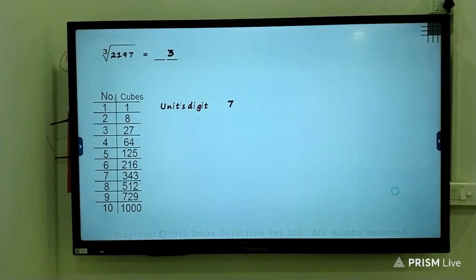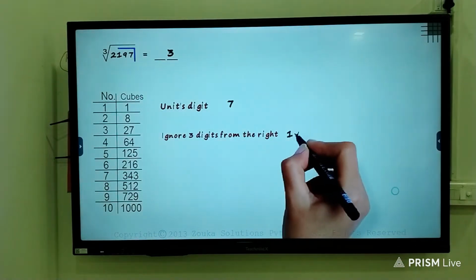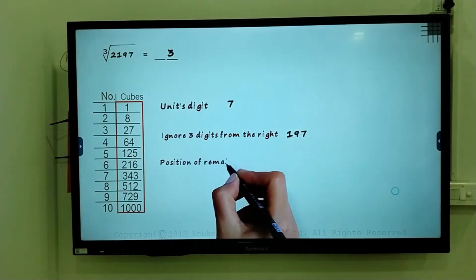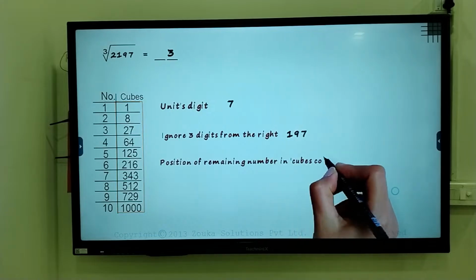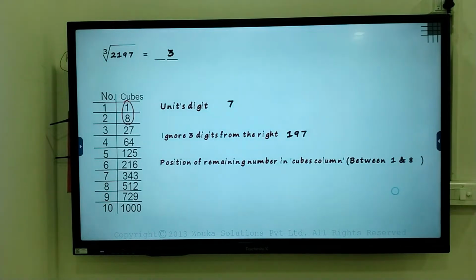The next step is interesting. We ignore three digits from the right of the number. So we ignore 197 for the moment and look at the number that remains. It's 2. This number is very crucial. We check where 2 is placed in the cubes column. That is, we check the position of the remaining numbers in the cubes column. In the cubes column, the number 2 lies between 1 and 8, between these two numbers. That means it is placed between 1 cube and 2 cube. We basically looked at the corresponding number column.